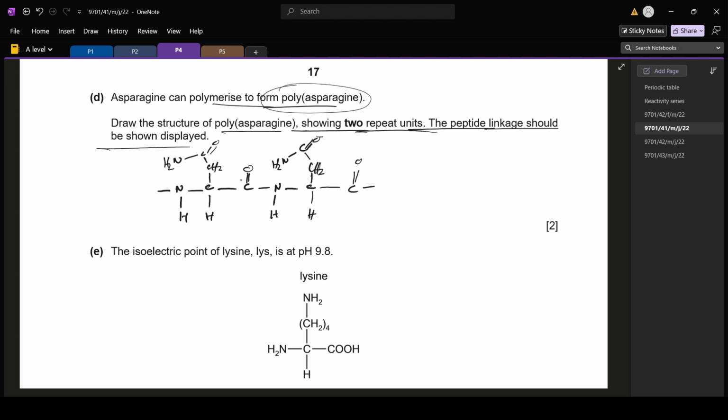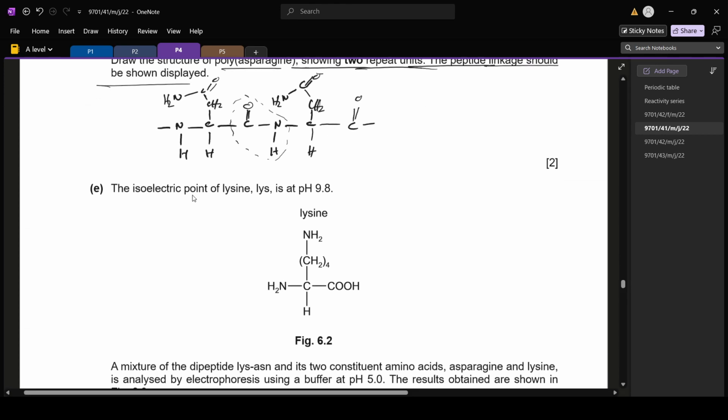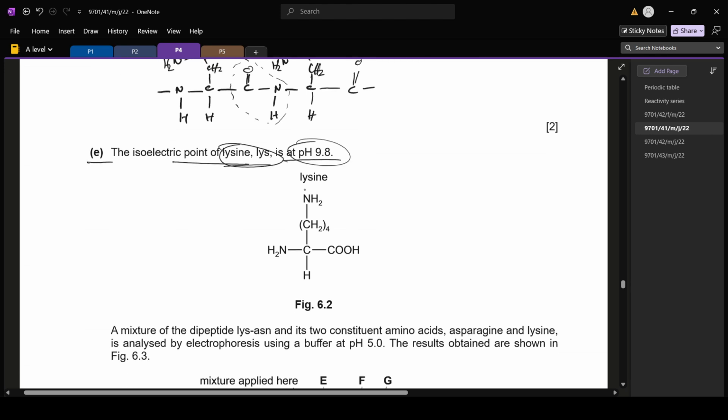Okay, so these are your two repeat units. Okay, and this is your peptide linkage, and this is also an amide group. Okay, you know that. Part E, the isoelectric point of lysine is at pH 9.8.